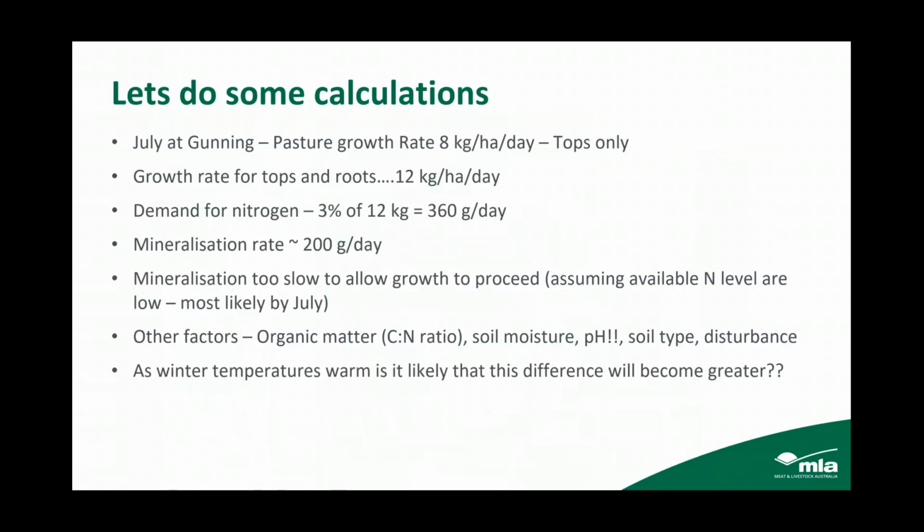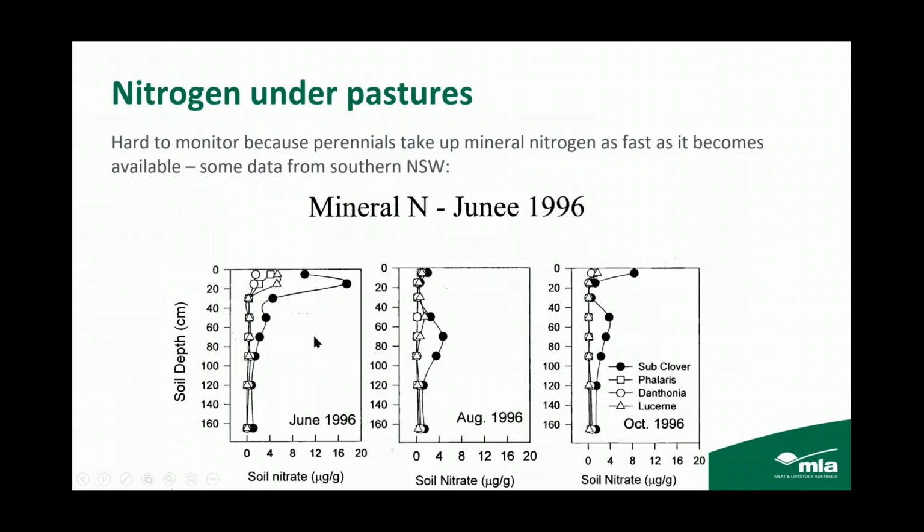I wanted to show you a bit of old work that we did at Wagga years ago. This is the amount of soil nitrate, one of the forms of nitrogen, which is the product of the mineralization process. All I want you to notice is that the black symbol is a pure subclover pasture. The hollow symbols are perennials. Forget about Danthonia, just go Phalaris or Lucerne. Phalaris is the square, Lucerne the triangle.